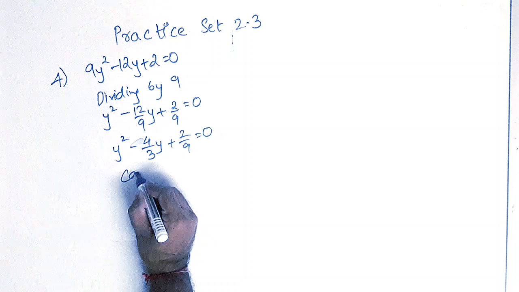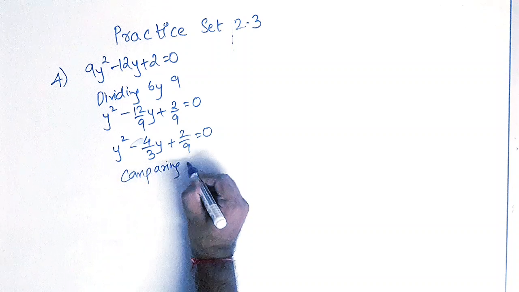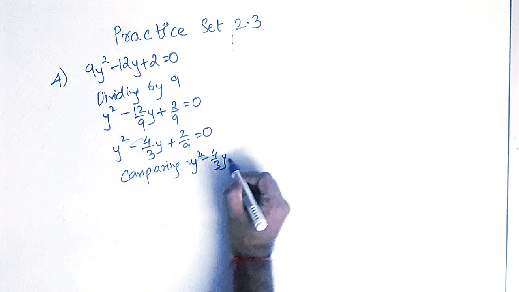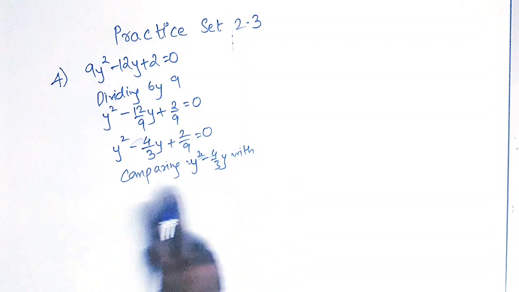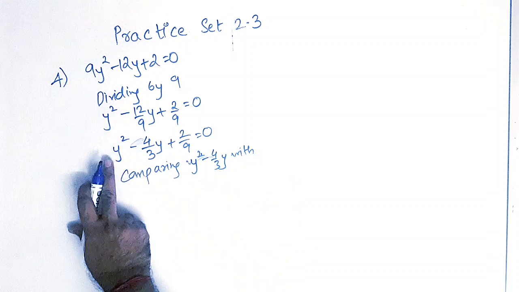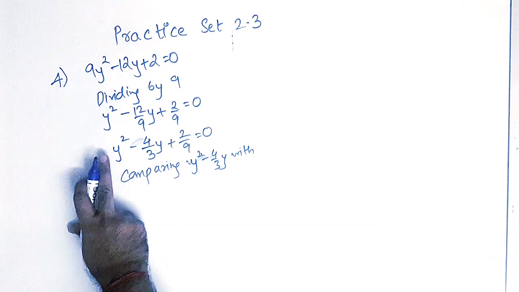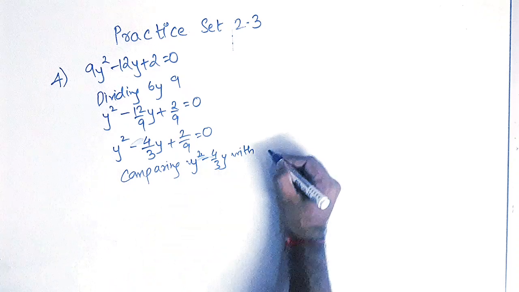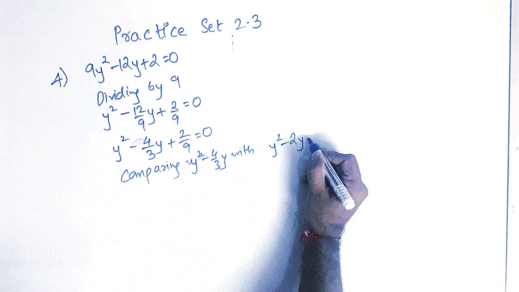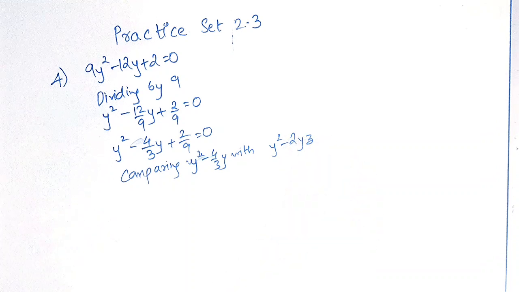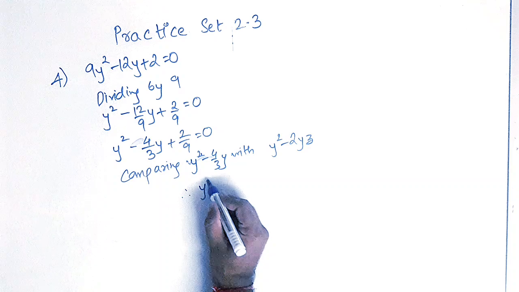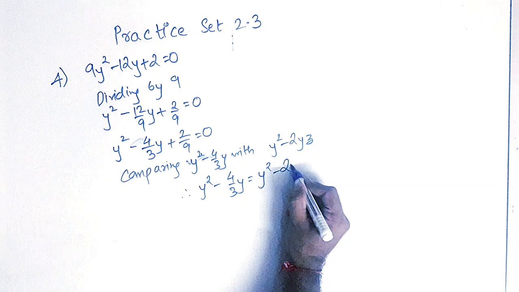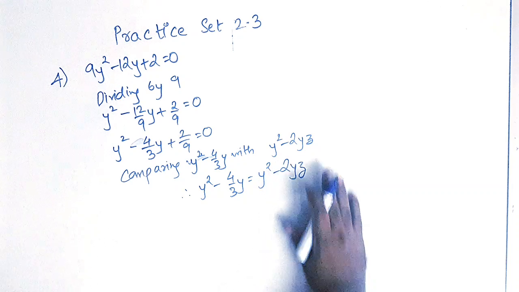Now you can go comparing y square minus 4 by 3y with, mind you students, this you can do only after you achieve the coefficient of the first term as 1, okay, the coefficient of standard form as 1, with y square minus 2yz we will take, okay. So therefore y square minus 4 by 3y equals y square minus 2yz, okay.